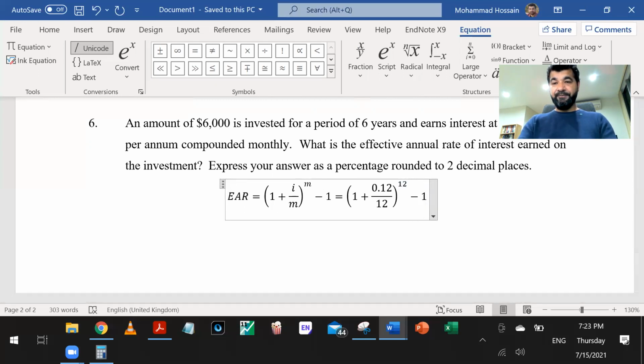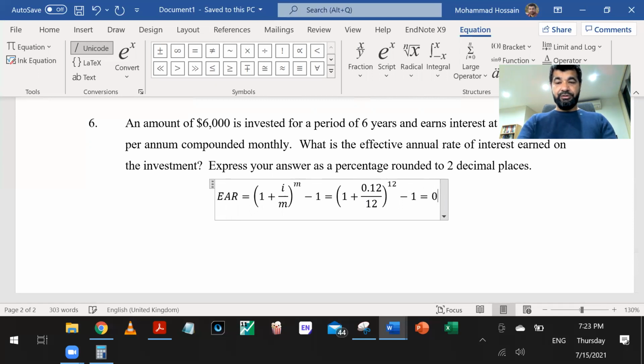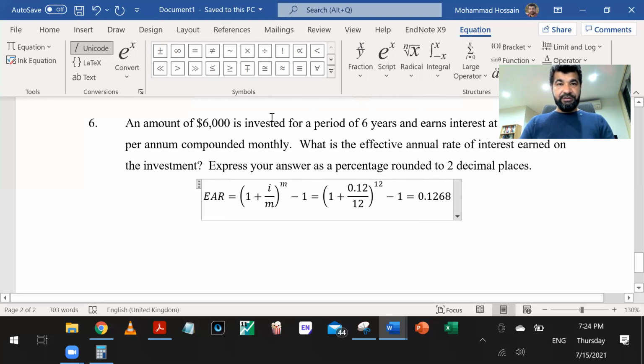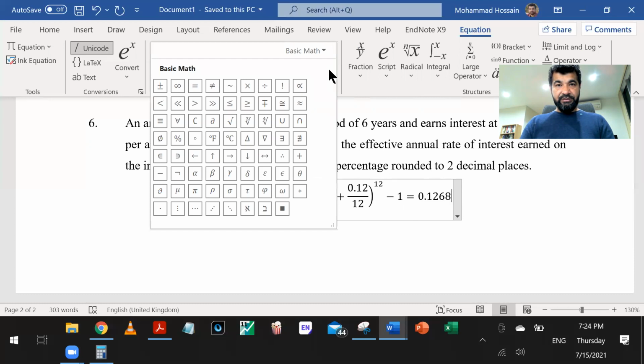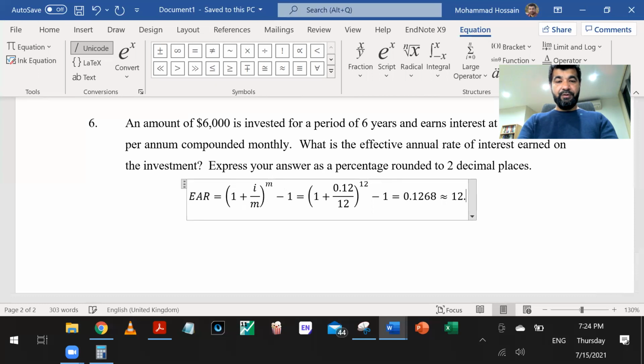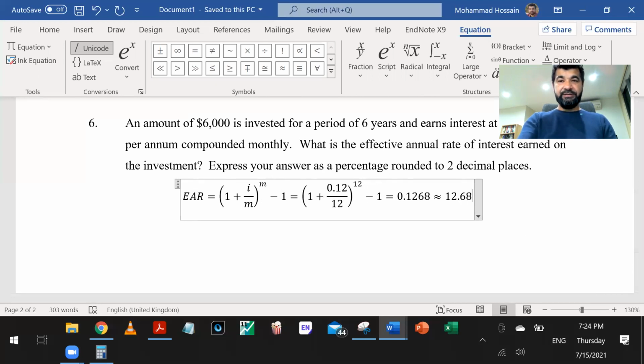Minus 1 is equal to 0.1268, which is equivalent to 12.68%.